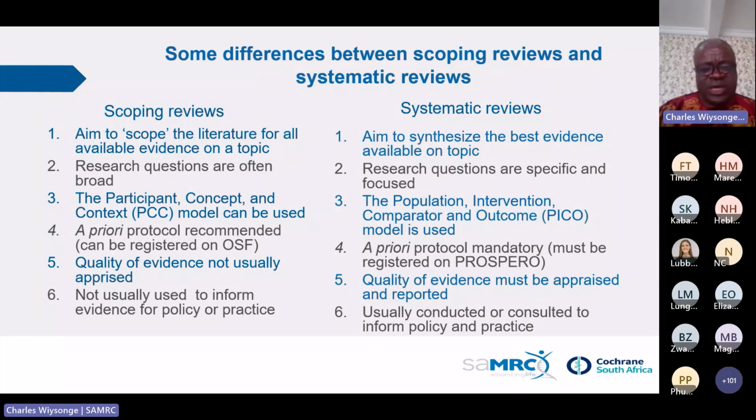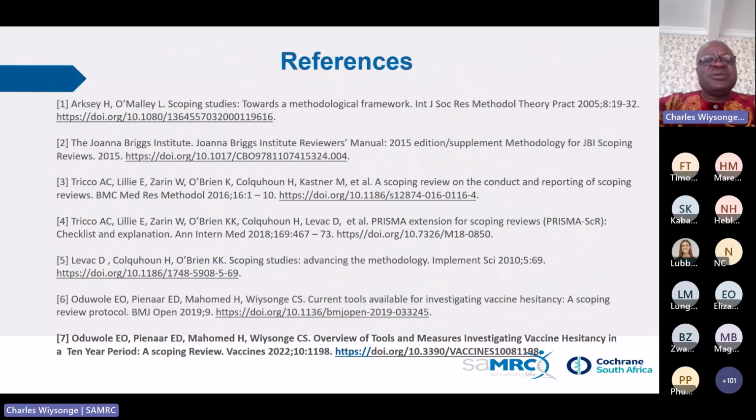And usually, you are just mapping the area to see broadly what is on that particular topic. So it's not often used to inform policy or practice because you are not really synthesizing the evidence and assessing the certainty of that evidence. But usually, you would use a systematic review on a particular topic to inform policy and or practice. So those would be the differences between scoping reviews and systematic reviews.